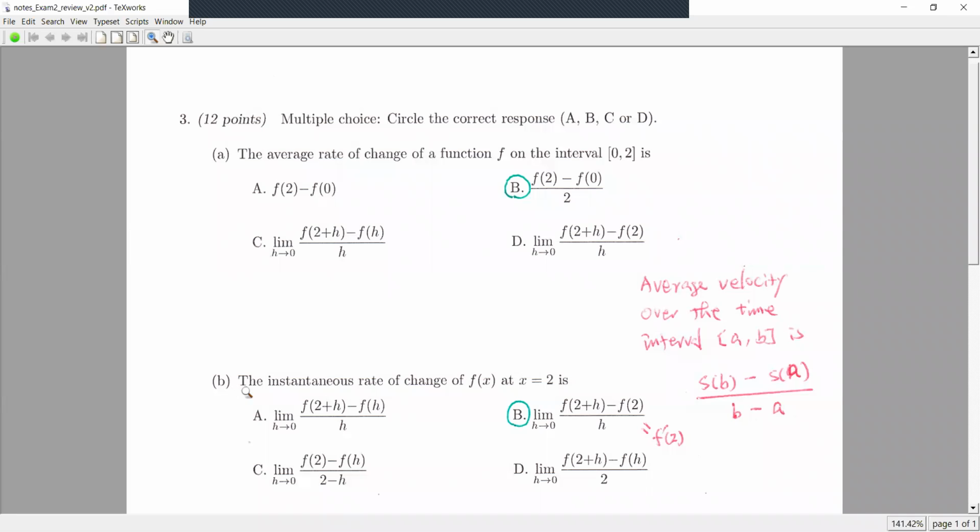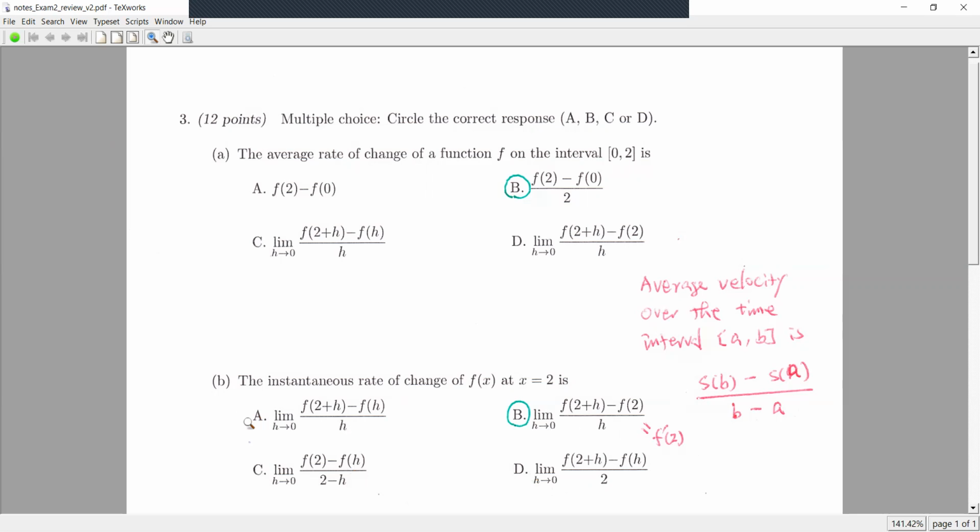Part B. The instantaneous rate of change of function f at point 2 is B. The instantaneous rate of change of function f at point 2 should be the derivative of f at 2. By definition, the derivative of f at 2 is this limit. The limits in A, C, and D are close to this limit, but still different.